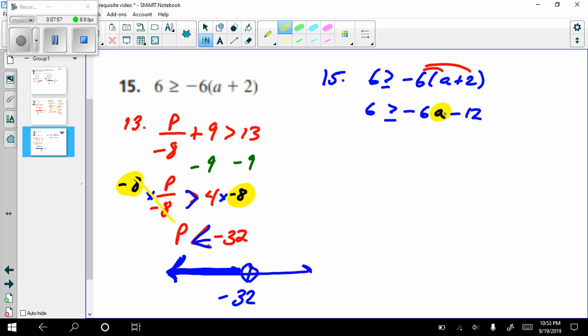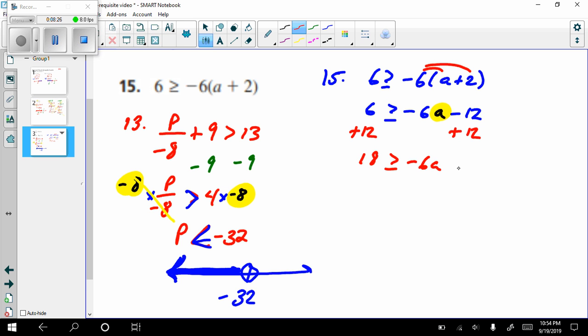All right, here is what needs to stay. The a needs to stay. So everything else, I'm going to use magic pen, everything else needs to move over. Okay, now those lines are going to disappear in just a moment. I move them over using inverse operations. Okay, so I'm going to start by adding 12 to both sides. This ends up being an 18 is greater than or equal to negative 6a.